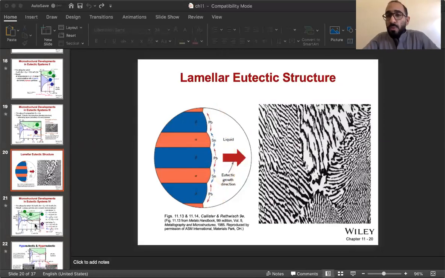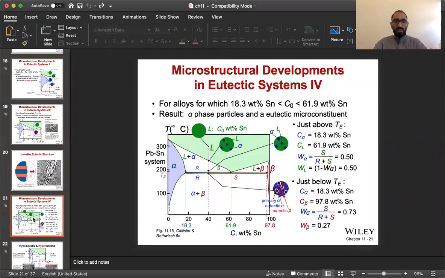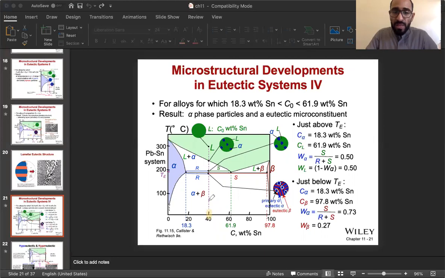Now the question is, if this is what's happening when you have a eutectic composition, what's happening if you have a composition that is below the eutectic composition or higher than the eutectic composition? Let's look at this point. Now this is the eutectic composition, 61.9. If you are below the eutectic composition, let's say you have 48%.